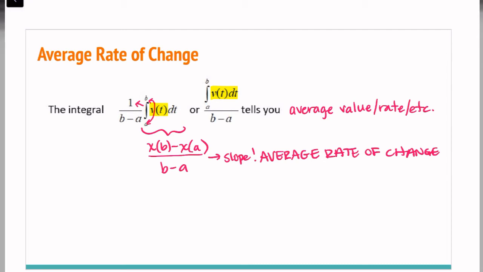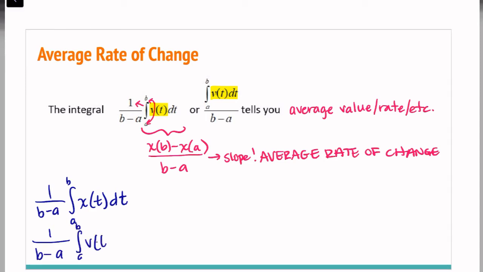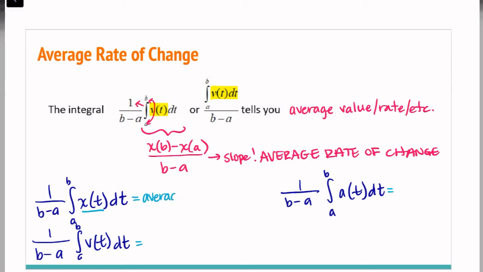If I gave you 1 over b minus a, the integral from a to b of, let's say, x of t, or if I gave you 1 over b minus a, the integral from a to b of v of t, or if I even gave you 1 over b minus a, the integral from a to b of a of t. Okay, all of these three things are going to give us an average value. Now we have to realize this is a position integral, so this is going to give us the average position, or the average value.